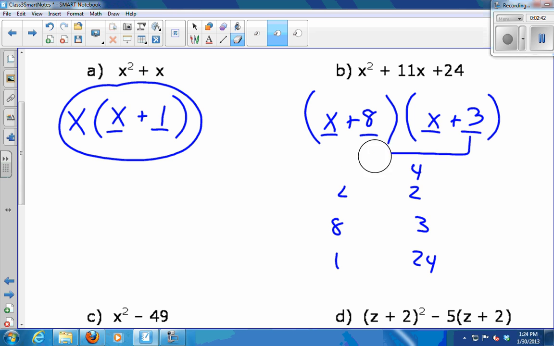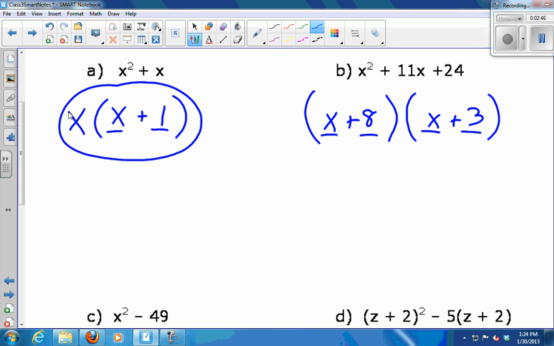So that way, when you multiply these back together by using FOIL, you get the original thing. So we're going to have x squared for the first. The outer terms multiply to 3x. The inner terms multiply to 8x. And the last is 24. So the 3x and the 8x make the 11x.